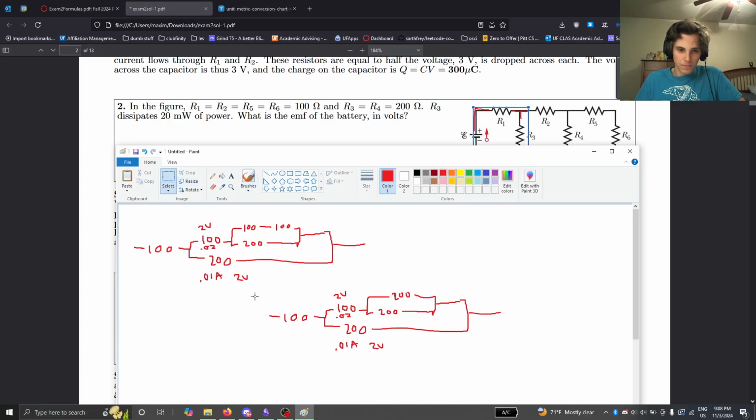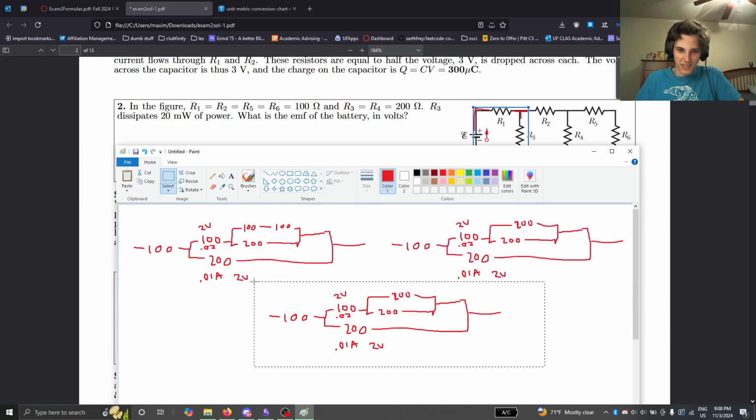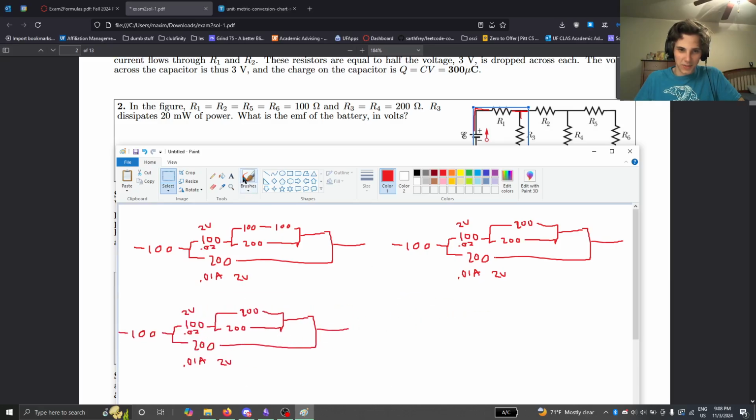I'll draw some arrows. And then these 200s in parallel, they will, the funny 1/ohm thing. The thing about if they're the same, you just halve it. Since they were both 200, this just becomes a 100 ohm resistor. And this resistor here will get the same amperage and obviously also the same volts.